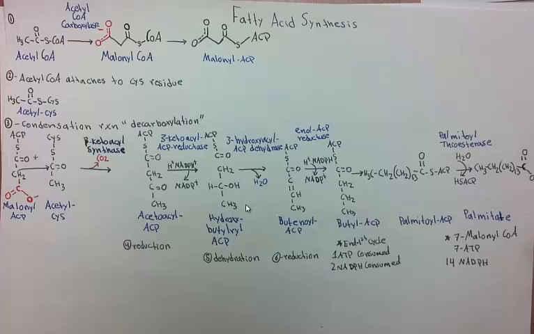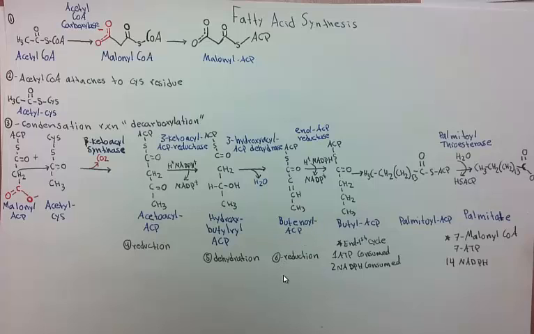The next step in the reaction is going to be a dehydration reaction. So we're essentially going to remove water from this molecule. This reaction is going to take place under hydroxyacyl ACP dehydrase. So we're essentially going to make an alkene right here. We're creating a double bond between the second carbon and the third carbon, and this is going to give us the butenoyl ACP.